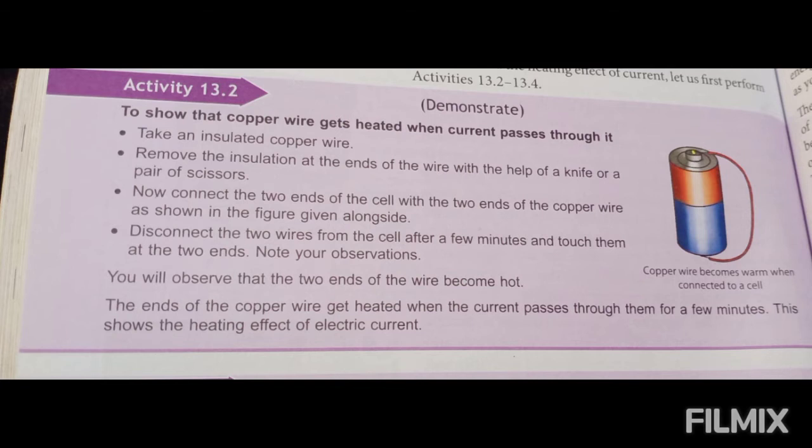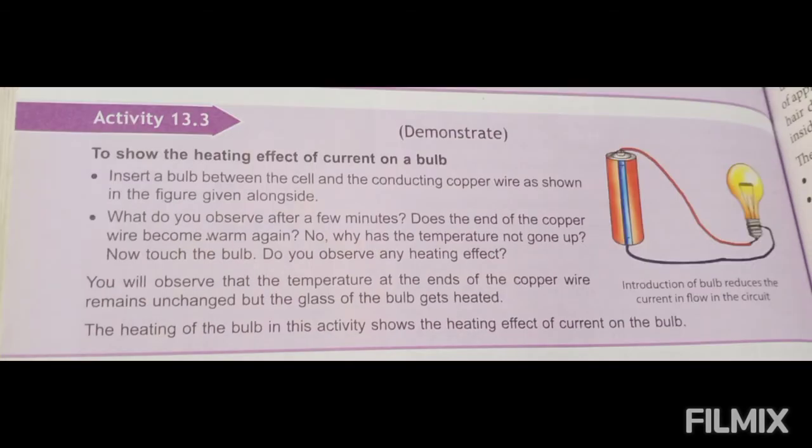One more activity is there to show the heating effect of a current on a bulb. For this, insert a bulb between the cell and the conducting copper wire, as shown in the figure. Then, what do you observe? After a few minutes, we will observe that the temperature at the ends of the copper wire remains unchanged, but the glass of the bulb gets heated. The heating of the bulb in this activity shows the heating effect of the current.